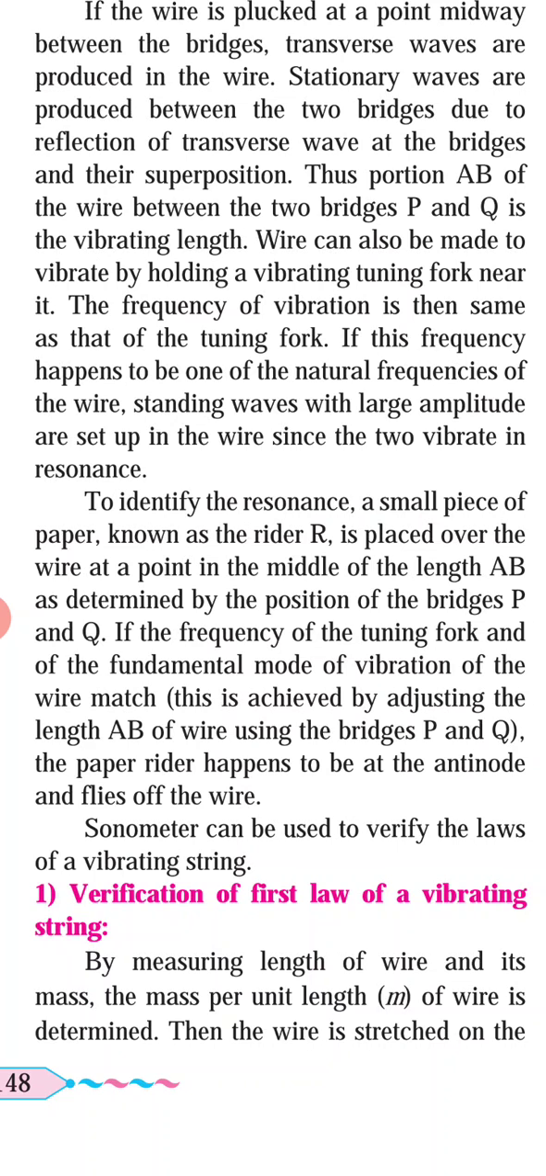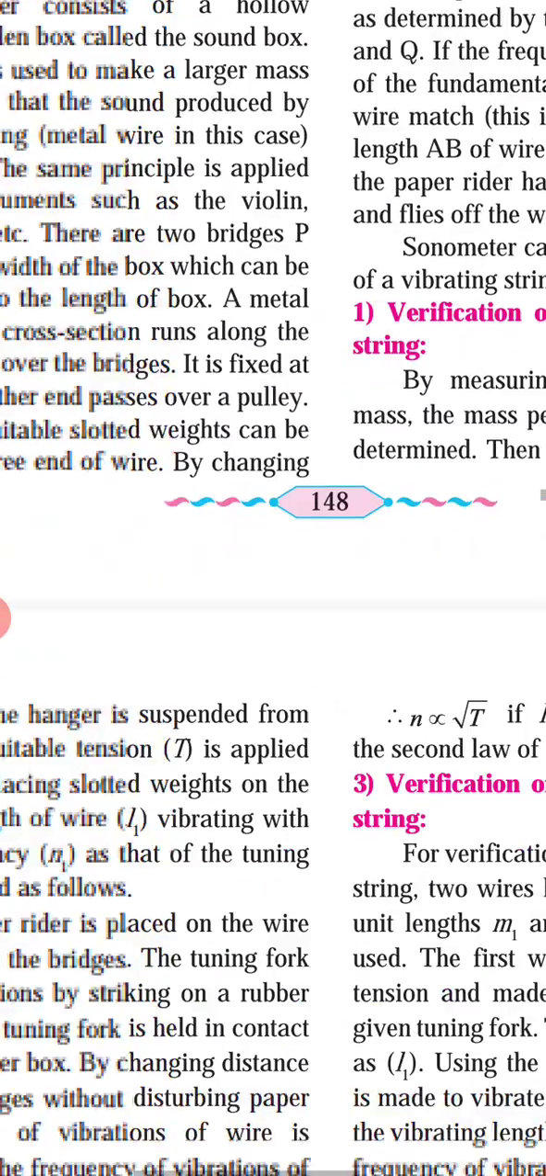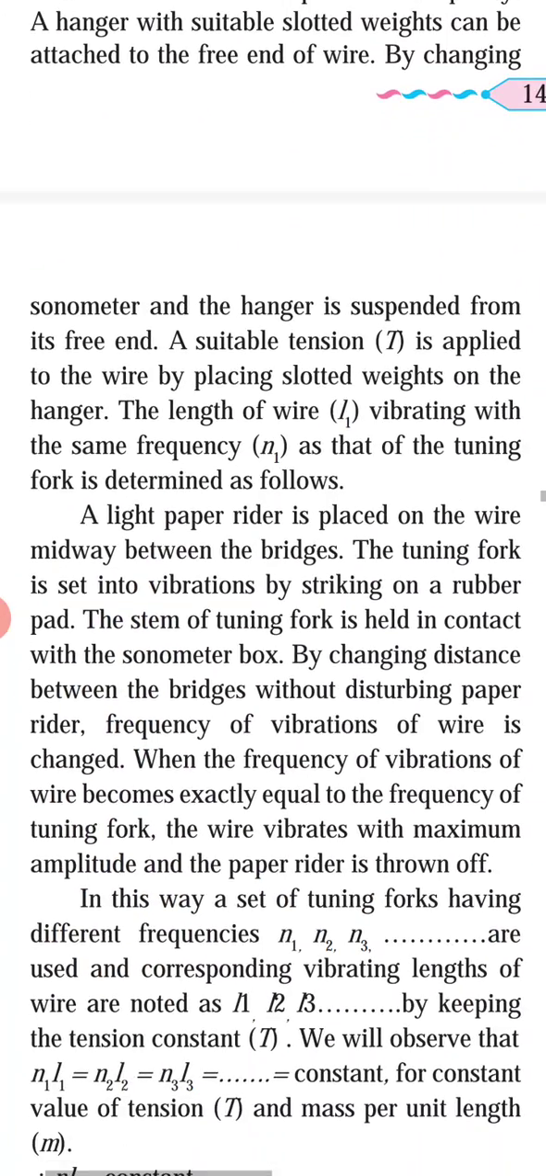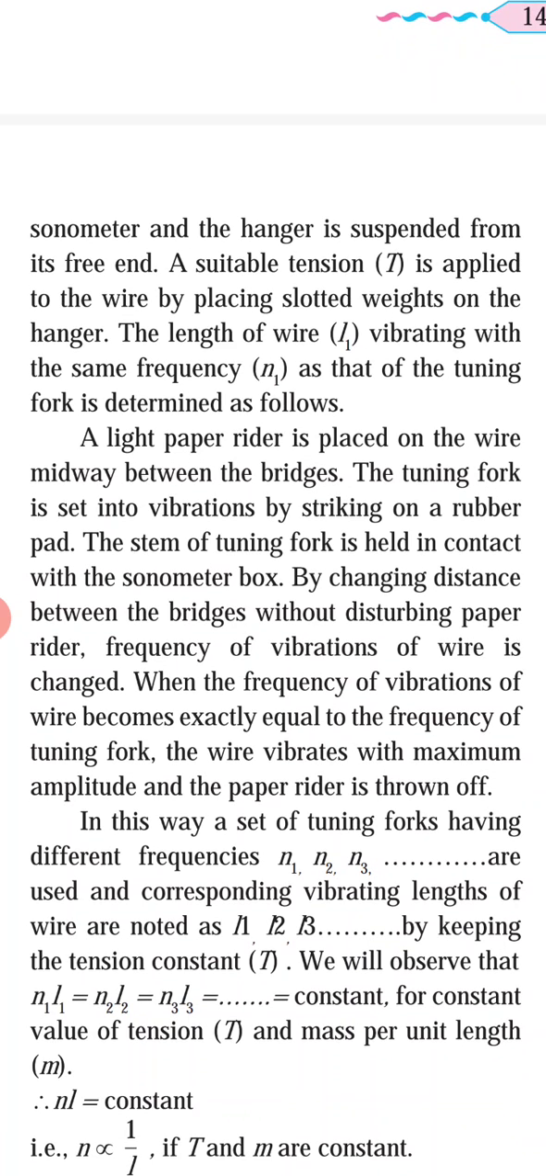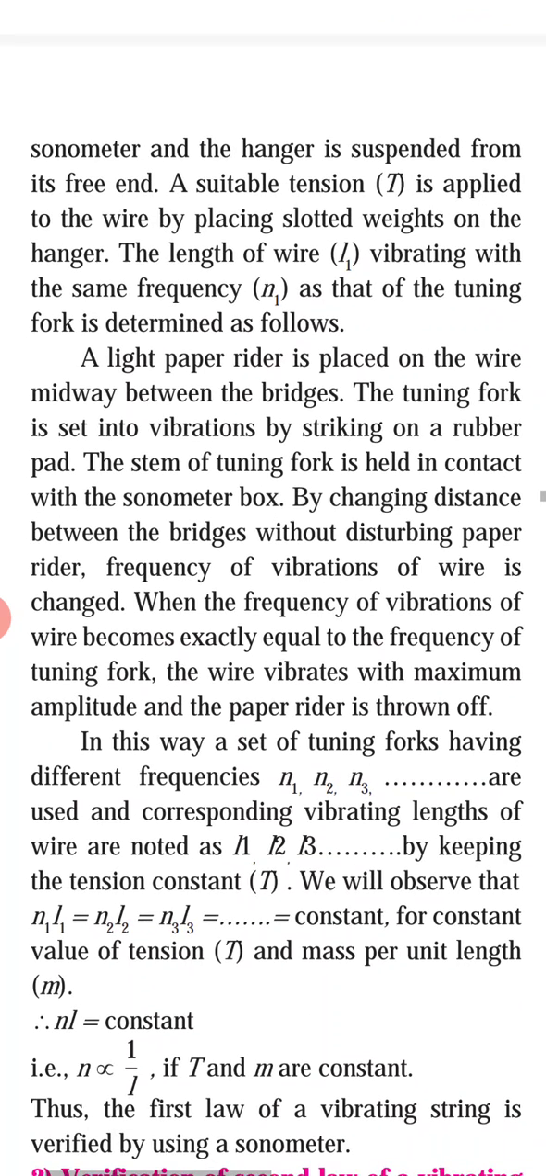By measuring the length of the wire, its mass per unit length m is determined, then the wire is stretched on the sonometer. And the hanger is suspended from its free end. A suitable tension capital T is applied to the wire by placing slotted weights on the hanger. So the length of wire L1 vibrating with the same frequency N1 as that of the tuning fork is determined as follows. A light paper rider is placed on the wire midway between the bridges.